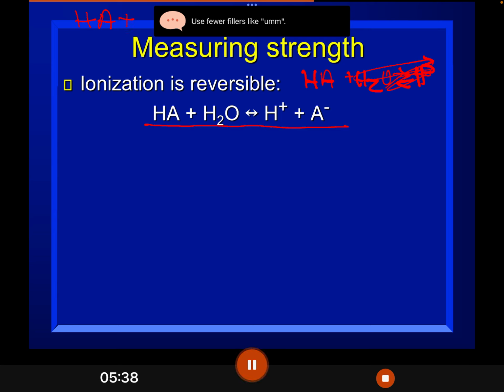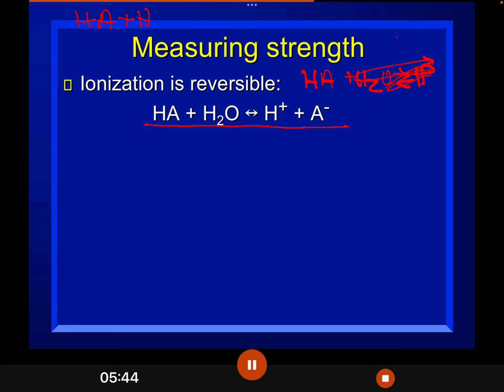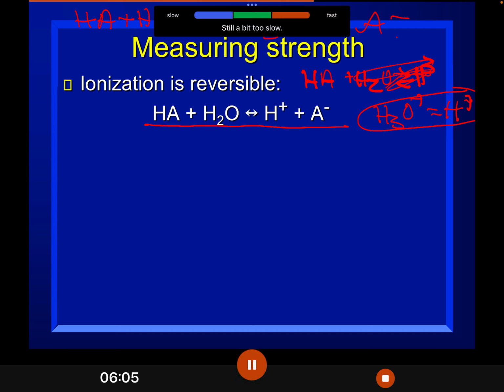HA plus H2O, this would be H3O+ and A-. Remember, in our world, H3O+ is equal to the H+ concentration. We can use those terms interchangeably.